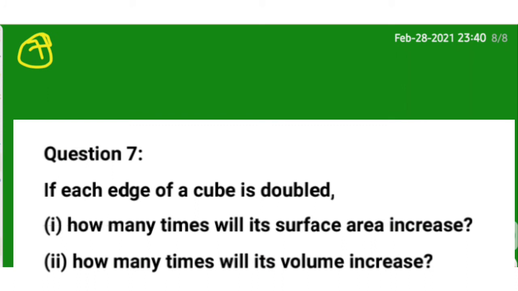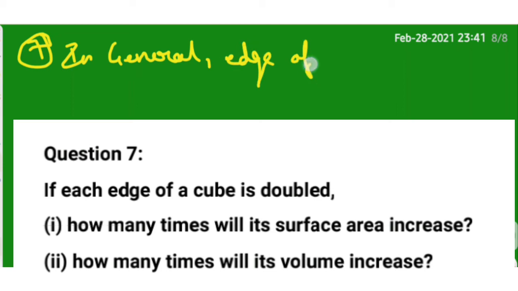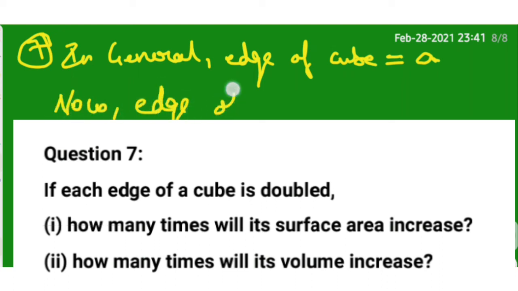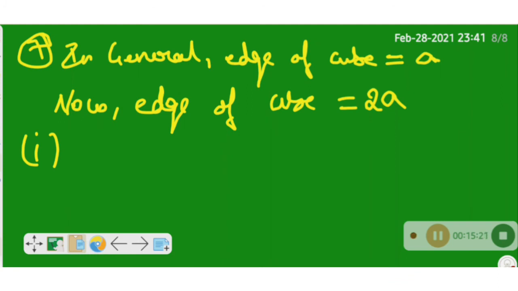Next, seventh question is, if each edge of the cube is doubled, means generally edge of the cube is a units, right? So in general, edge of cube is a units, right? So here we have to double. So now edge of cube is double means a plus a, 2a, right?